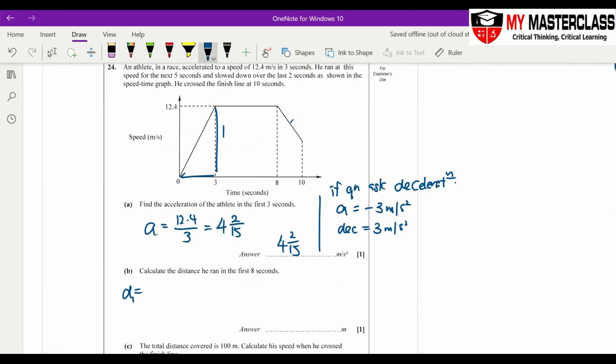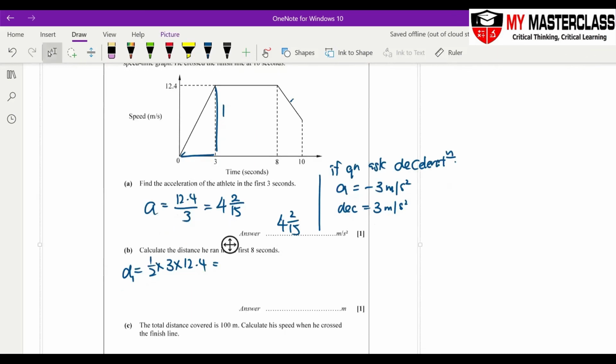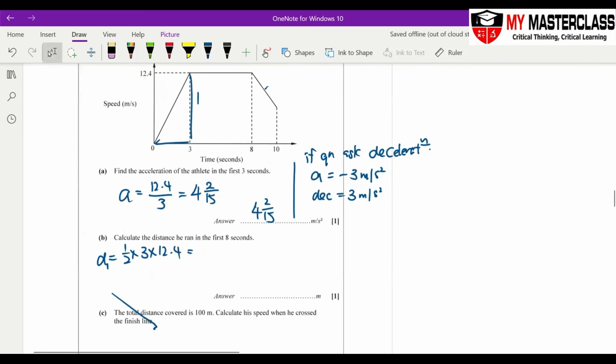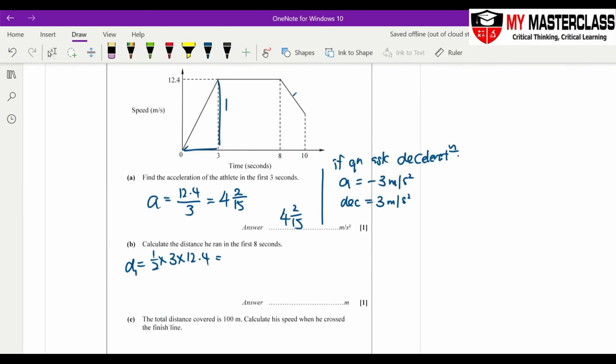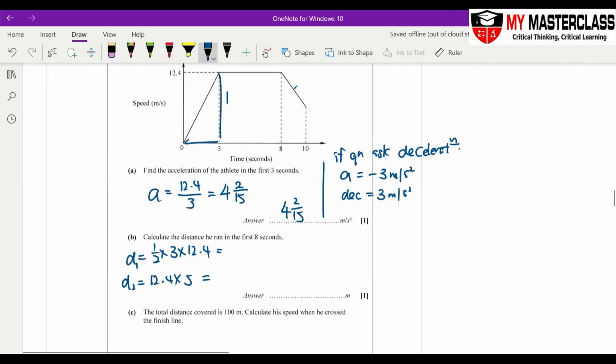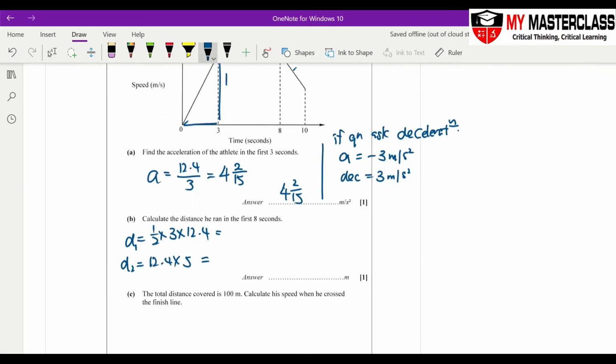D1 means the distance for the first part, which equals half times 3 times 12.4. I know you can do it together, but there's a reason why I want you to do D1 and D2. Half times 3 times 12.4. And then D2 is going to be equal to 12.4 times 5. Jerica, find out for me the first part. Can you find out for me the second part? 18.6. Second part? Wait, yours is the first part. Yours is D1 or D2? D2. 62.